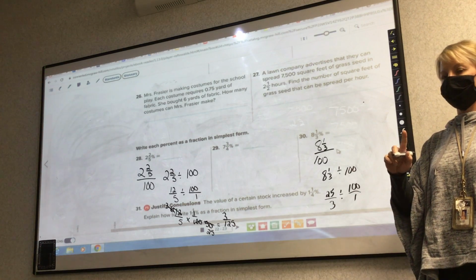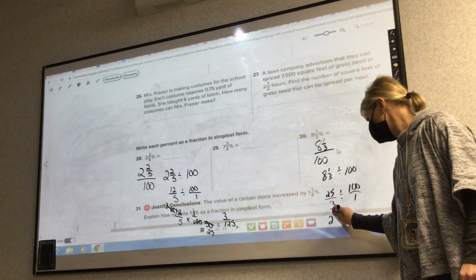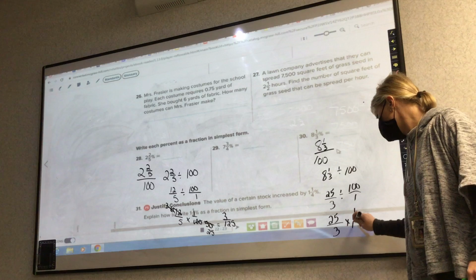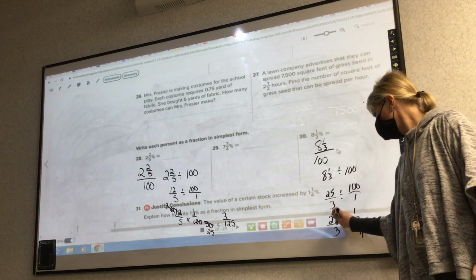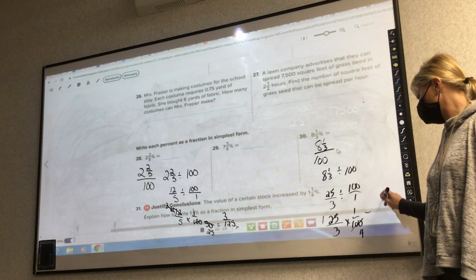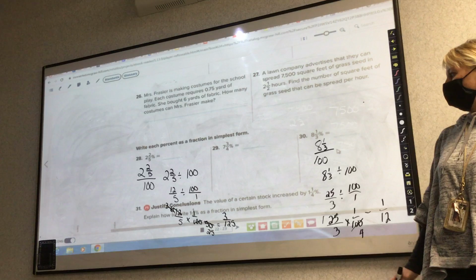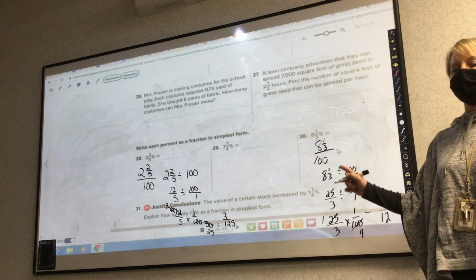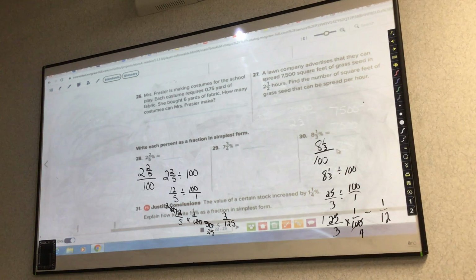No, I'm not going to cross cancel yet. I'm going to do the keep, change, flip. Yep, I haven't done that yet because I don't want to make a mistake. Now I'll cross cancel by 25. So that becomes a 4, this becomes a 1, and now I have 1 over 12. So 8 1/3 percent is 1/12 as a fraction. Oh, really? You start cross canceling.